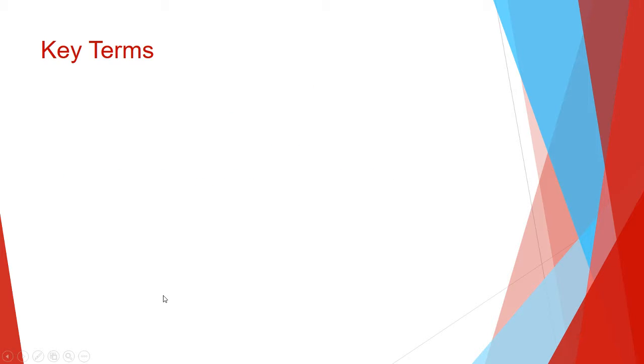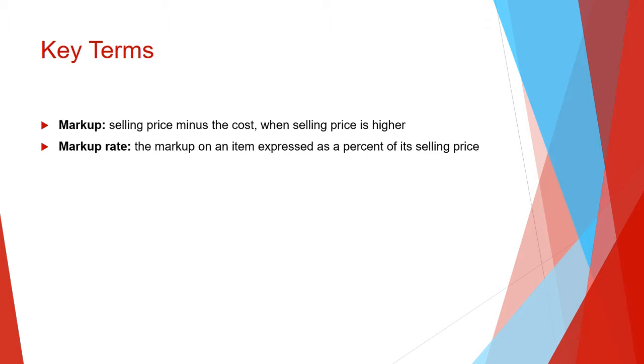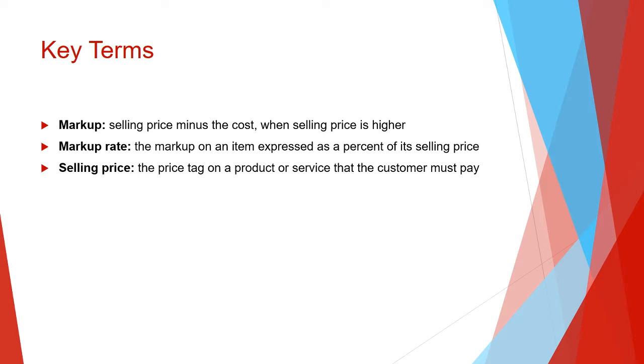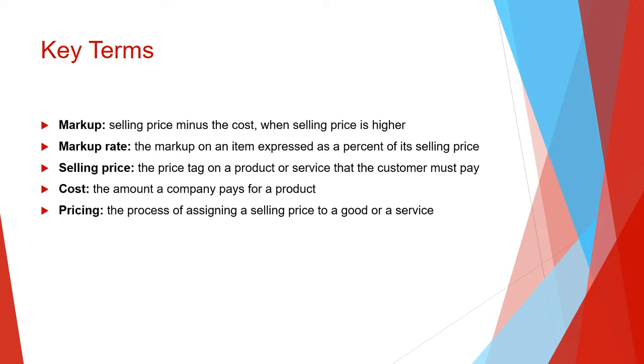We're going to go over some key terms first. First one is markup, which is the selling price minus the cost when selling price is higher. Markup rate is the markup of an item expressed as a percent of its selling price. Selling price is the price tag on a product or service that the customer must pay. Cost is the amount a company pays for a product. Pricing is the process of assigning a selling price to a good or a service.